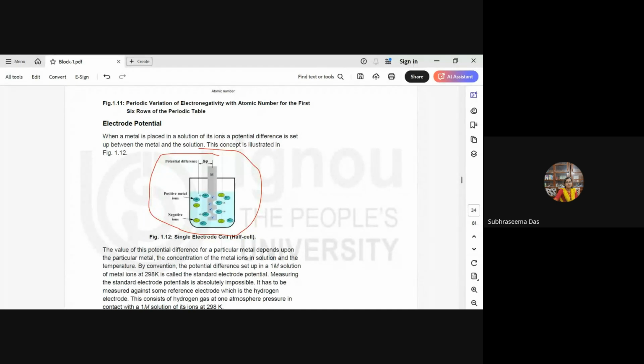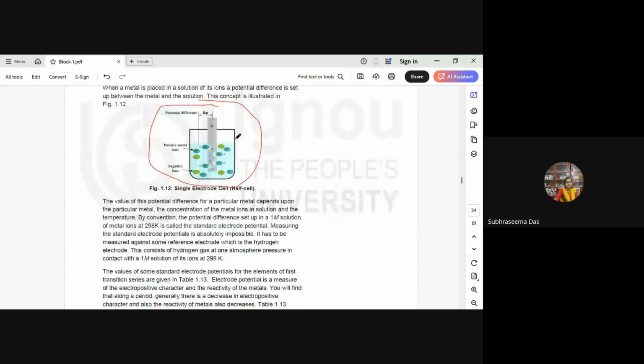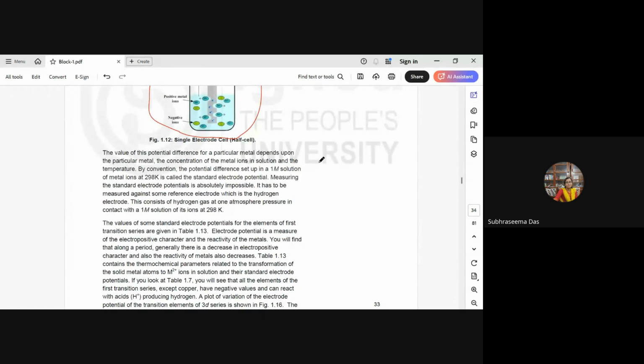We take a metal M, and then we take a solution of the same metal ions M, and then if we apply electricity, a potential difference gradually develops between the metal and the solution. The value of this potential difference for a particular metal depends upon the metal only, the concentration of the metal ions in solution, and, most important, the temperature. By convention, the potential difference set up in a 1 molar solution of metal ions at 298 K is called the standard electrode potential.